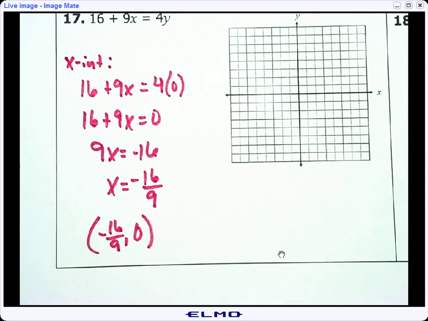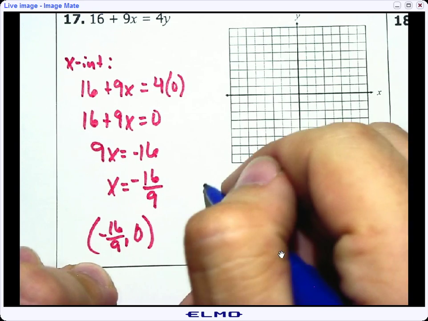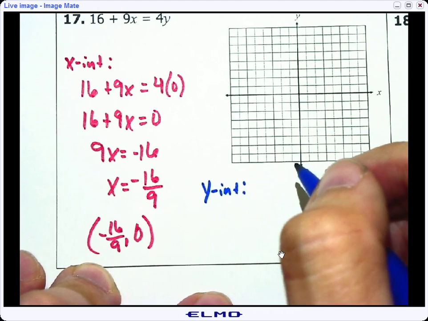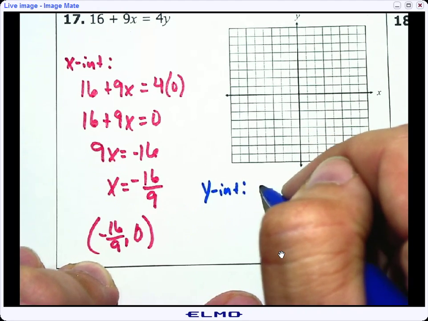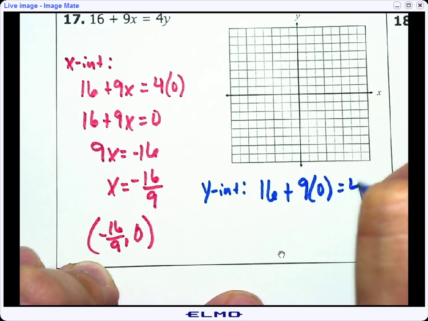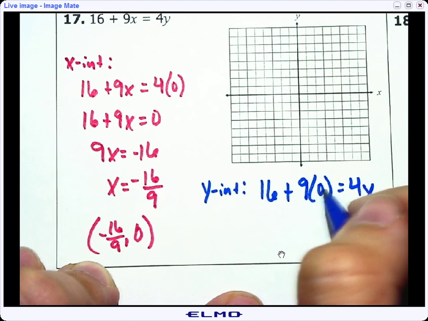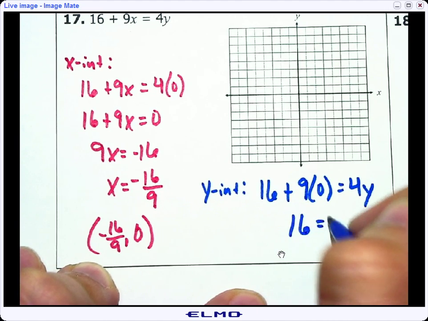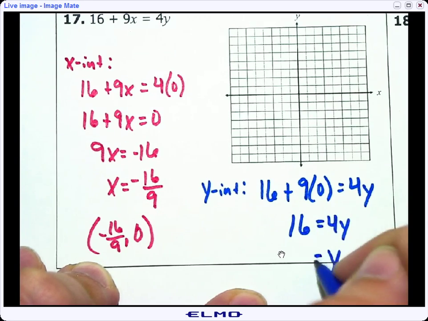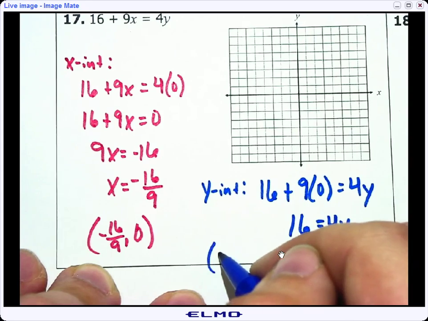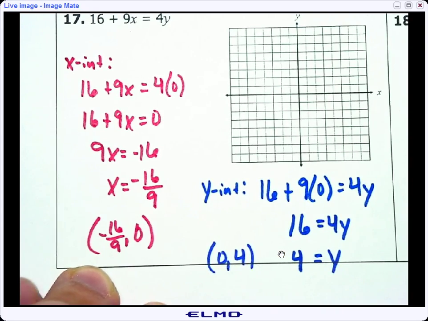That's my point. Now for the y-intercept, we're going to take and replace the x with 0. So we would get 16 plus 9 times 0 equals 4y. Well, that's just 0. 16 plus 0 is 16, so it turns into 16 equals 4y. So y equals 4. So we would have the point (0, 4).